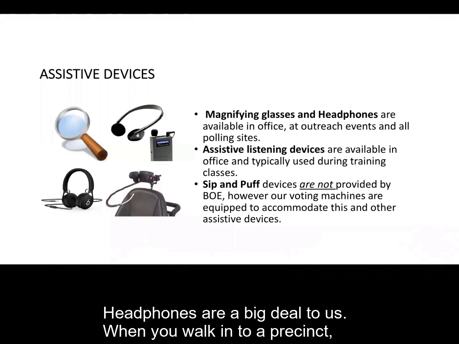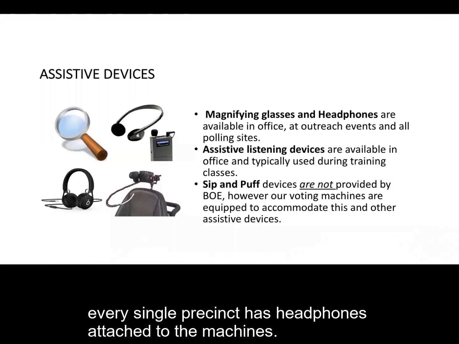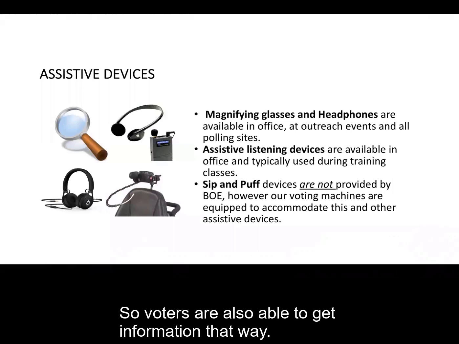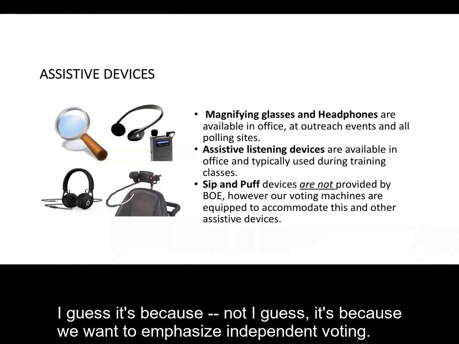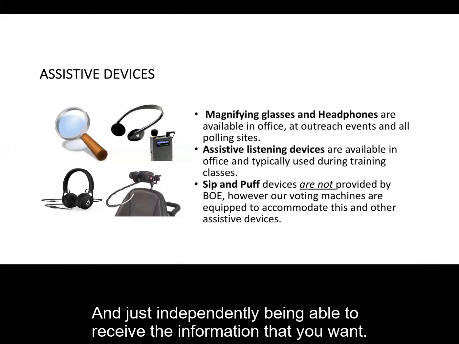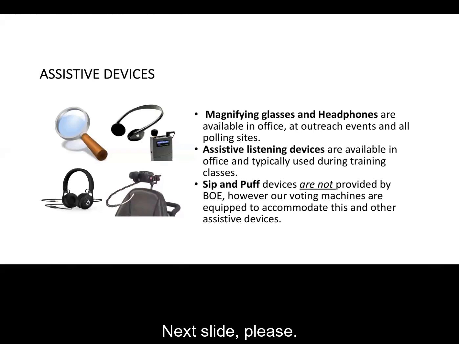Headphones are a big deal to us. When you walk into a precinct, every single precinct has headphones attached to the machines, so voters are also able to get information that way, and they don't have to wait around for someone to come over and read the information to them. I guess it's because we want to emphasize independent voting and just independently being able to receive the information that you want. Next slide, please.